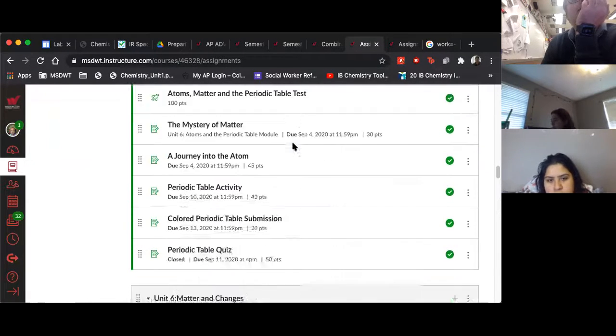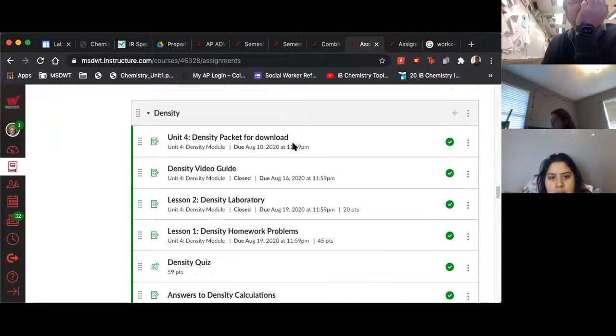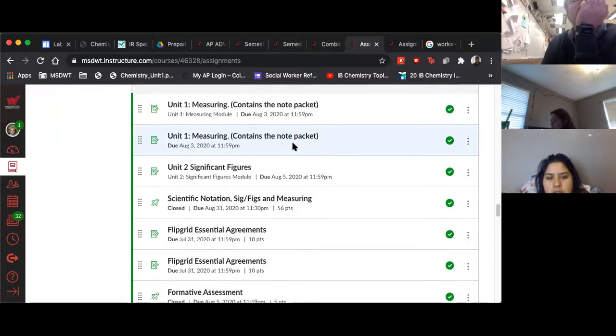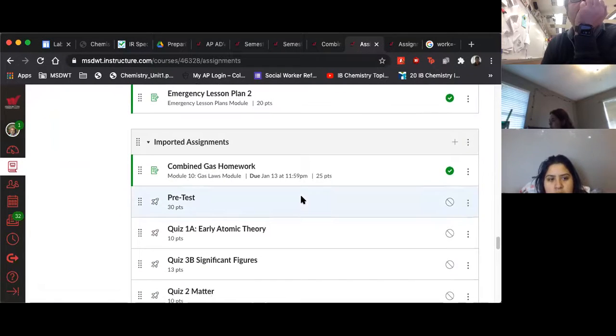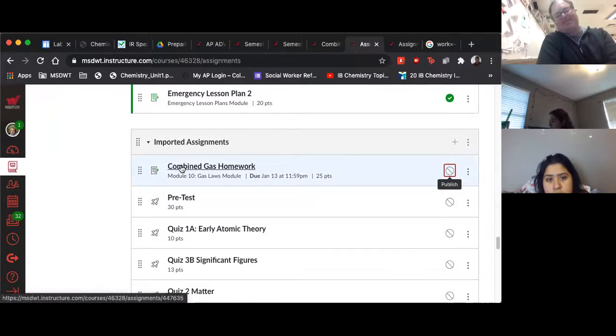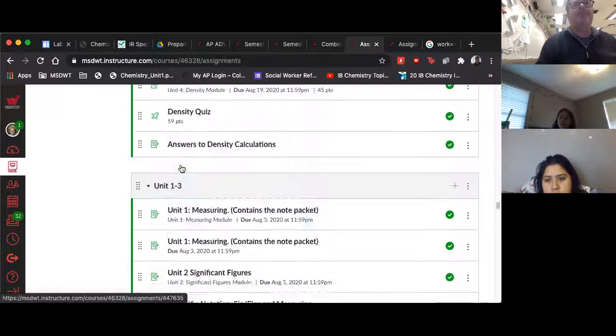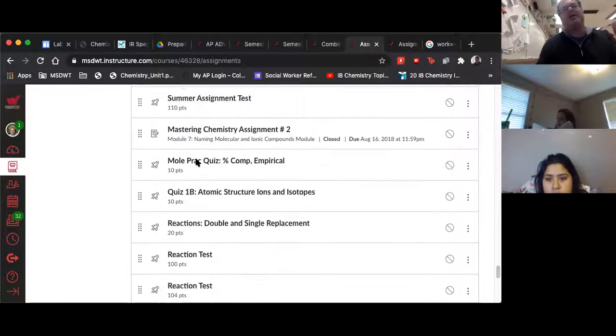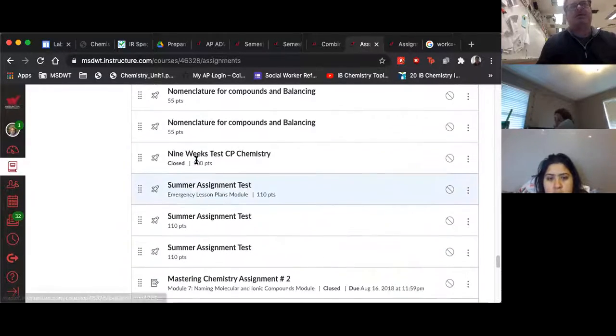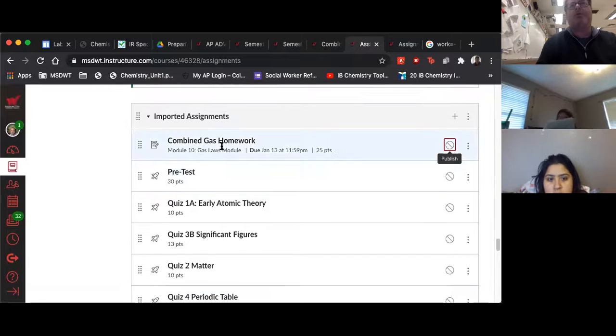What are you looking at? I'm looking at the home page. The home page gives me what's coming up, things that I haven't done. And so it says combined gas. Yeah, that's actually not the best way to do things, looking at the homepage. It's best to look at the module. But yeah, this was some other one that was imported. So that wasn't an assignment. I think I took it off of yours.